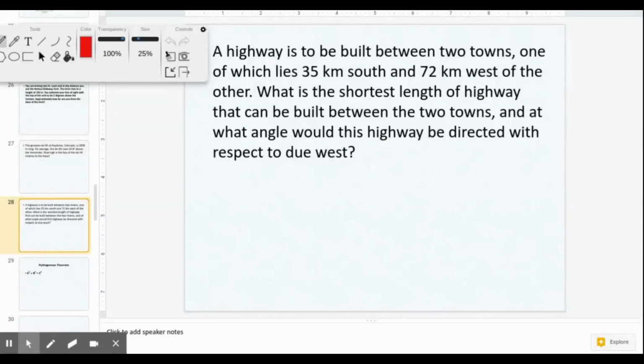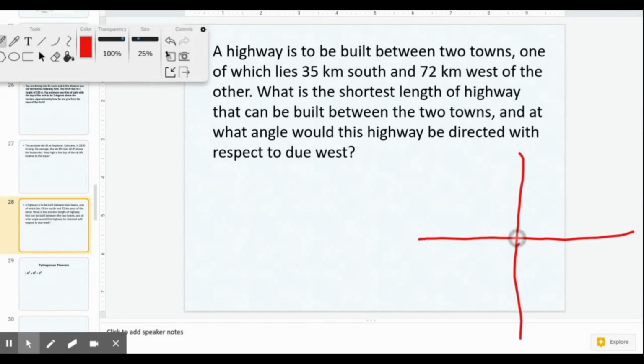This next problem, we have a highway to be built between two towns, one which lies 35 kilometers south and 72 kilometers west of the other. What is the shortest length of highway that can be built between the two towns, and what angle would this highway be directed with respect to due west? So first I'm going to draw an axis.